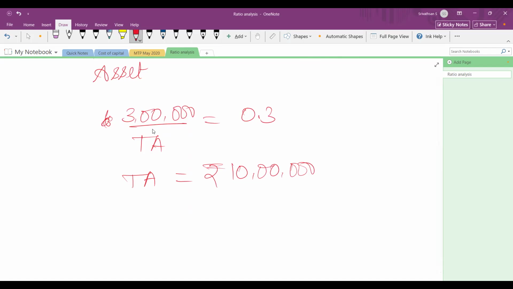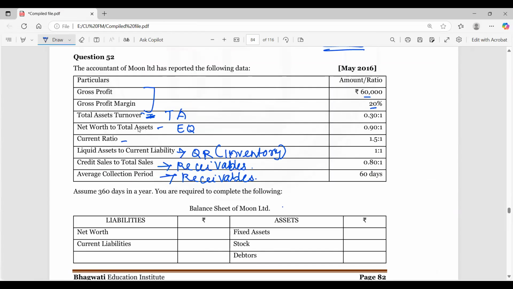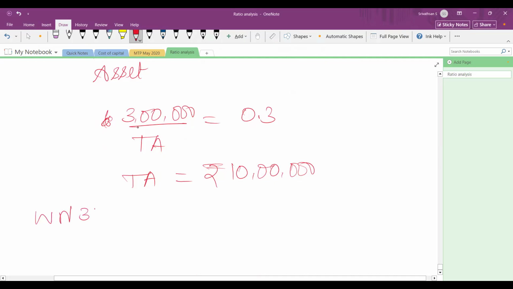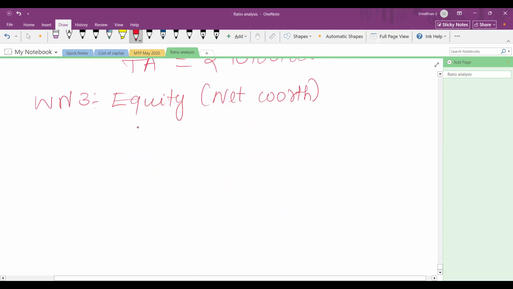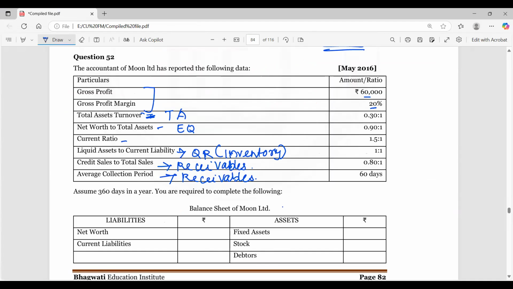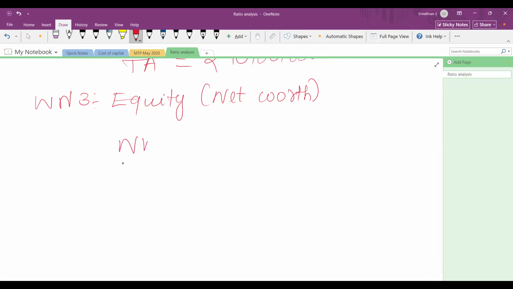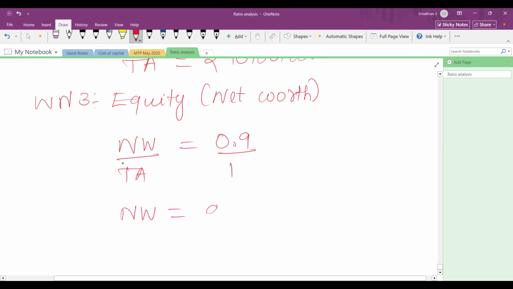Next, we have net worth to total asset. What is net worth? That is nothing but equity, right? Working note number 3, equity or net worth. So net worth to total asset is 0.9:1. Net worth by total asset is equal to 0.9 by 1. So what is net worth? 9 lakh, right? Clear? You all understood how we got 9 lakh, right?